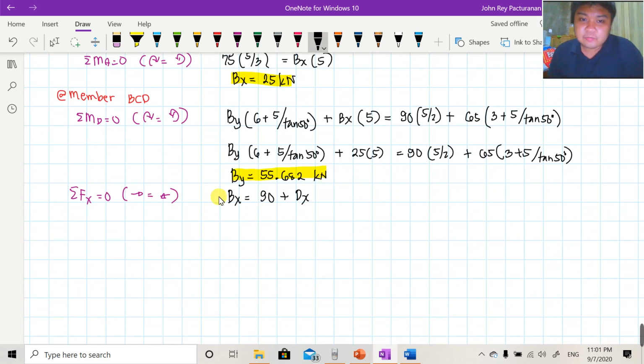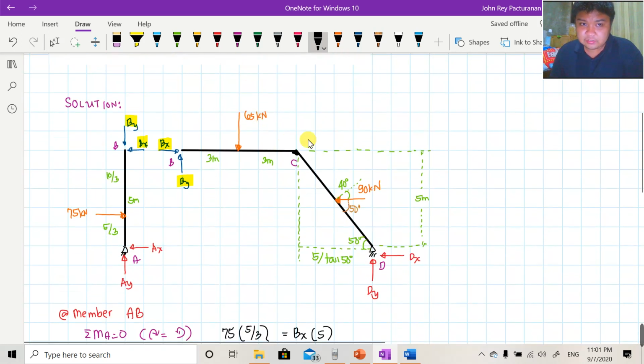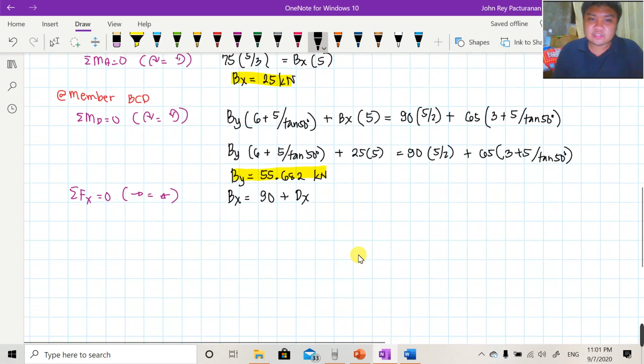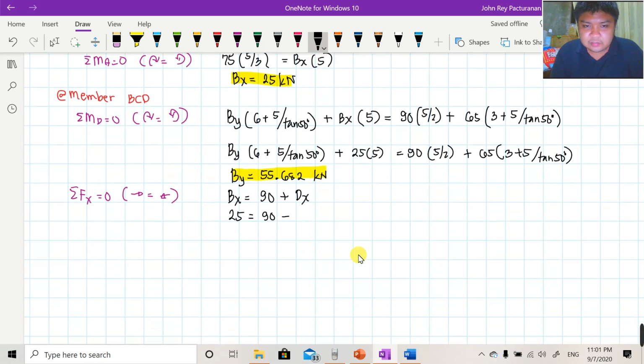So, how sure am I here? If you notice in our drawing, considering BCD, the bx, the 90, and dx are both leftward, class. This 90 is leftward, as is dx. So, substituting, we get 25 equals 90 plus dx.